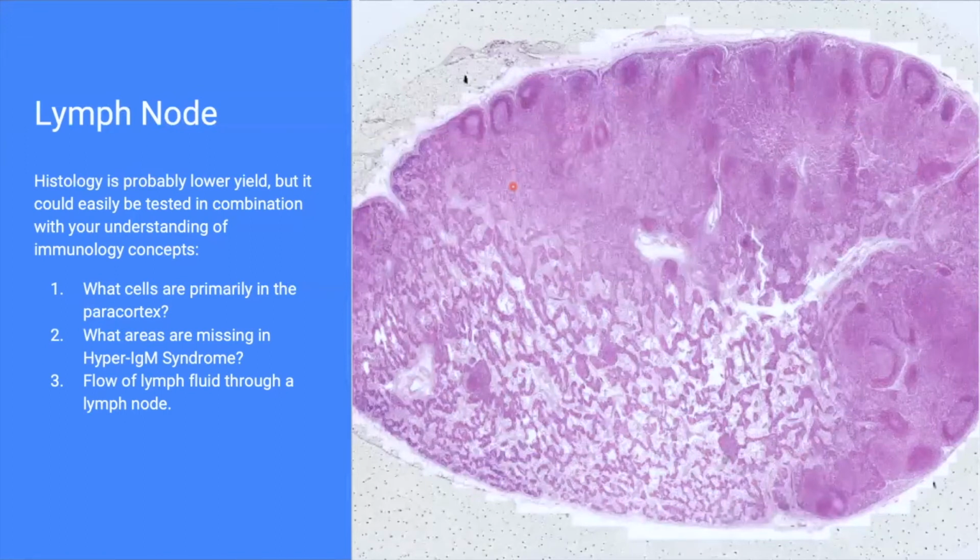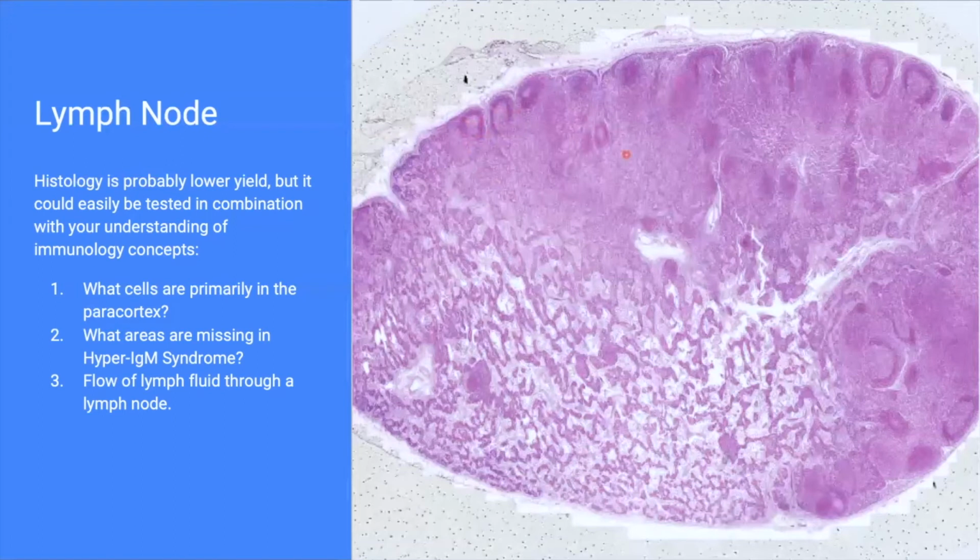So that is going to be the absence of those germinal centers out in the cortex. Hyper IgM syndrome results because there is not efficient class switching of those B lymphocytes. And so the absence of class switching would show an absence of those paler staining portions out in the cortex.